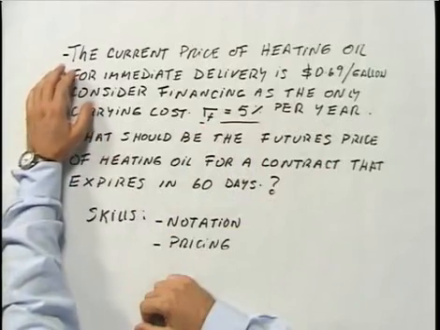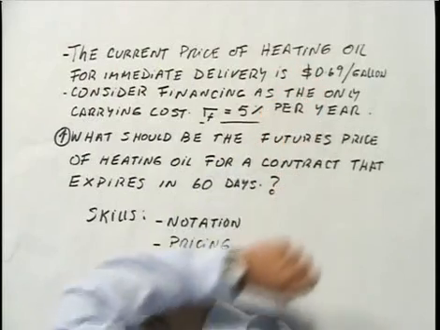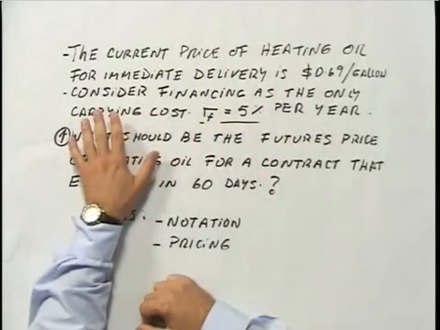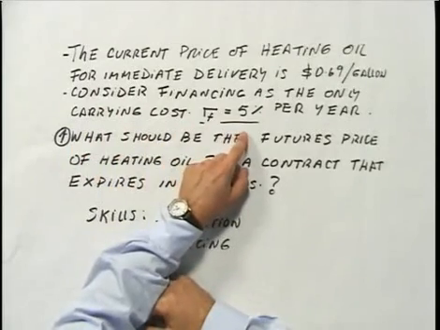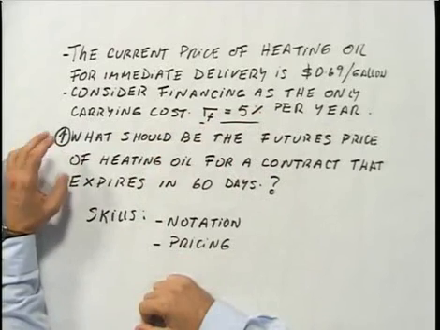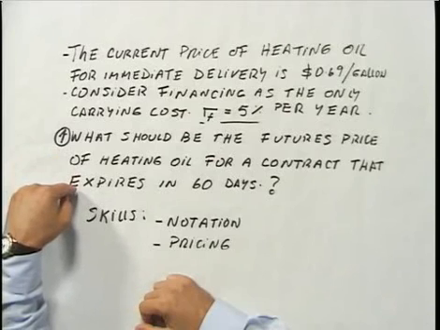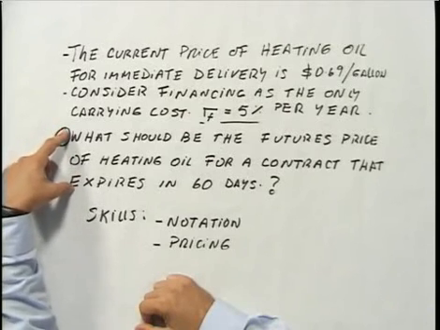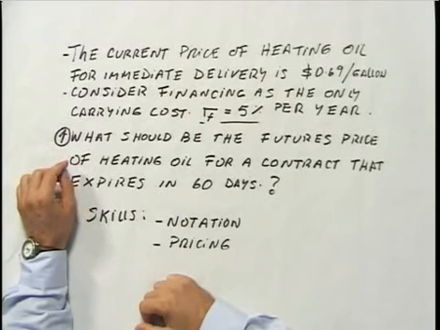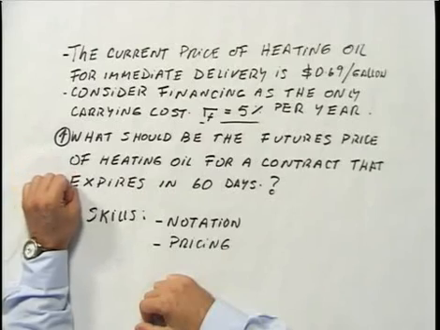So we have the price for immediate delivery of the commodity, which is 69 cents per gallon, that's heating oil. And we have assumed that the only carrying cost is financial at a rate of 5% per year. So the first question will be, what should be the futures price of heating oil for a contract that expires in 60 days? What the question is really asking you is what the theoretical futures price, or what we call the no arbitrage or fair value futures price, is for this futures contract.